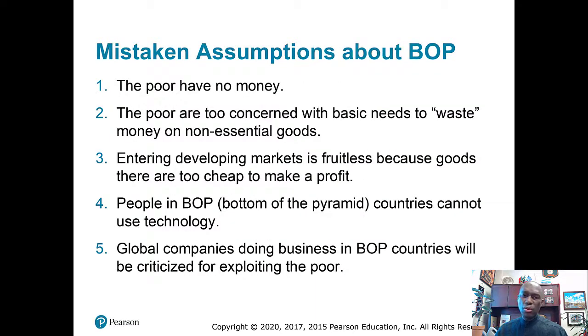So you have to have both of those in order to have a semblance of stability. You have all these different categories, and I won't go through all these. And the bottom of the pyramid, mistaken assumptions about the bottom of the pyramid. The poor have no money. Of course, we in America know that that is not necessarily the case. The poor are not too concerned with basic needs to waste money on non-essential goods. Well, again, we know that there are exceptions in that case. You see a lot of people who are struggling to make ends meet, but then they have the designer clothes, they have vehicles that are very expensive. And so obviously we understand that that point can't always be taken at face value.